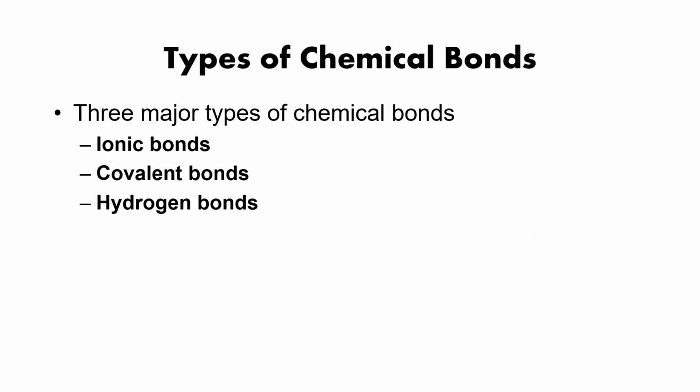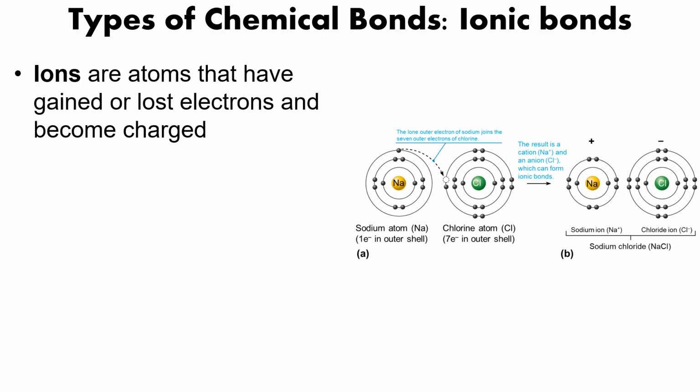Okay. So there are 3 types of chemical bonds that we're going to talk about in this class. We have ionic bonds, covalent bonds, and hydrogen bonds. The first type of chemical bond we're going to talk about are ionic bonds. And first, let's talk about ions.